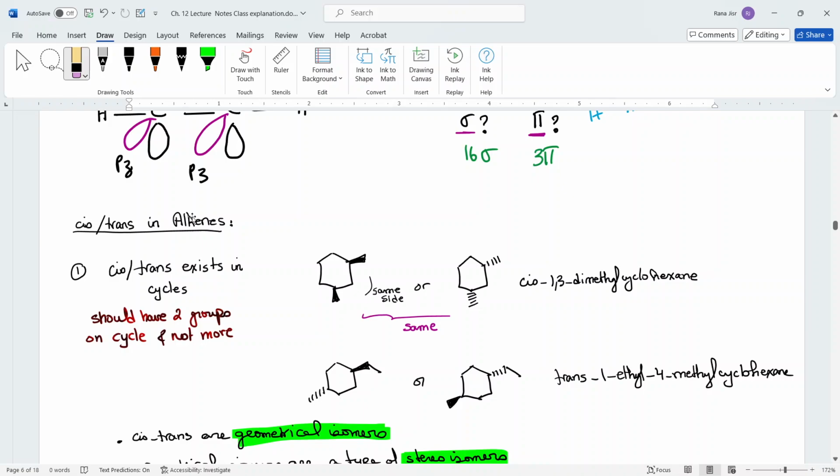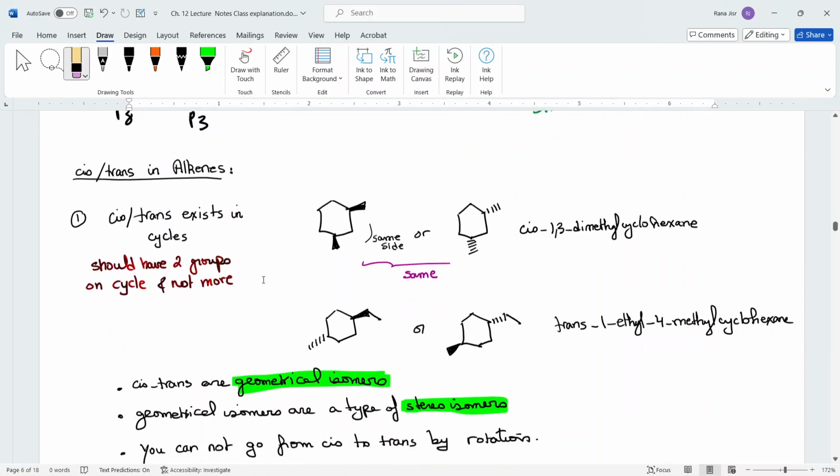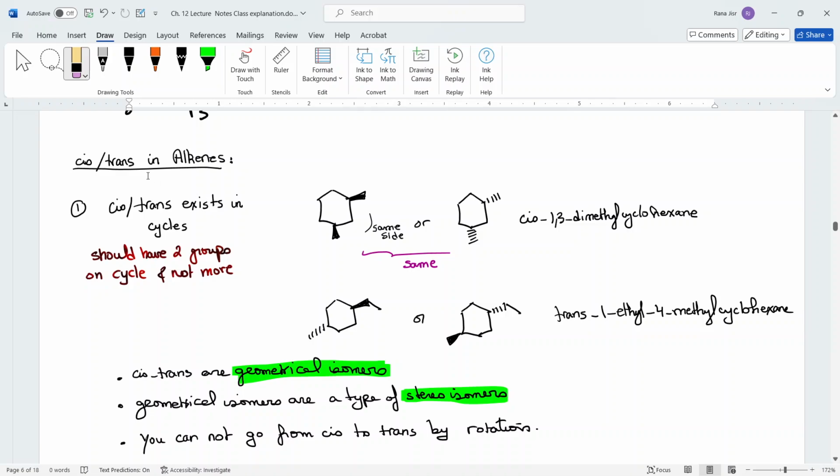We've talked about the geometrical isomers in the first chapter, in chapter 11. And this is just a revision in there. We said that geometrical isomers, which are cis and trans, do exist in cycles and they exist in alkenes. And we said that they exist in the cycles whenever you have only two substituents on the cycle, and then they can exist as cis and trans, cis having the substituents on the same side, whether both are up or both are down, or trans having the substituents on opposite sides.